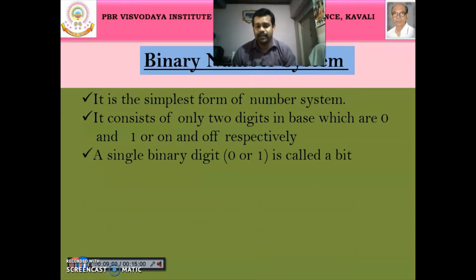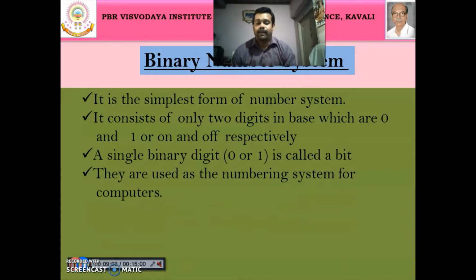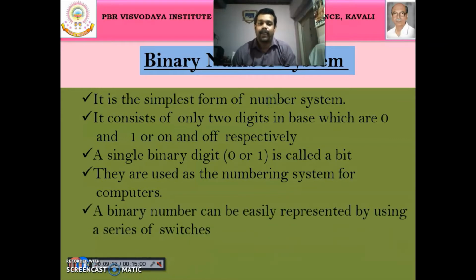A single digit is called a bit. Bit is nothing but the short form of binary digit. This binary number system is used in computers. This binary number system can be easily represented by using a series of switches. If the switch position is off, then it is 0. If the switch position is on, then it is 1.